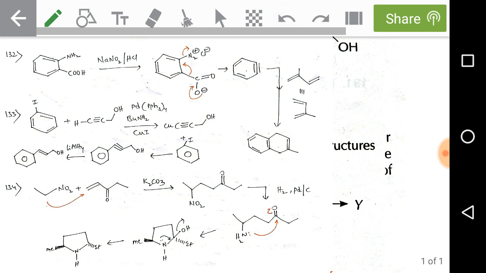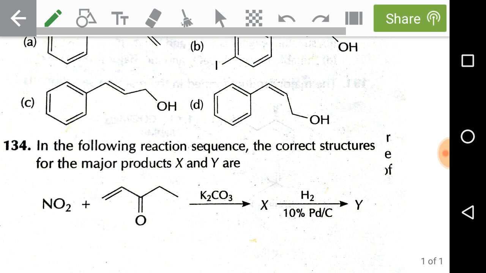And just look at here, the two groups must be trans to each other to escape from the steric repulsions, and this will be the major product we can observe in this reaction. Okay, right, just check the mechanism well.